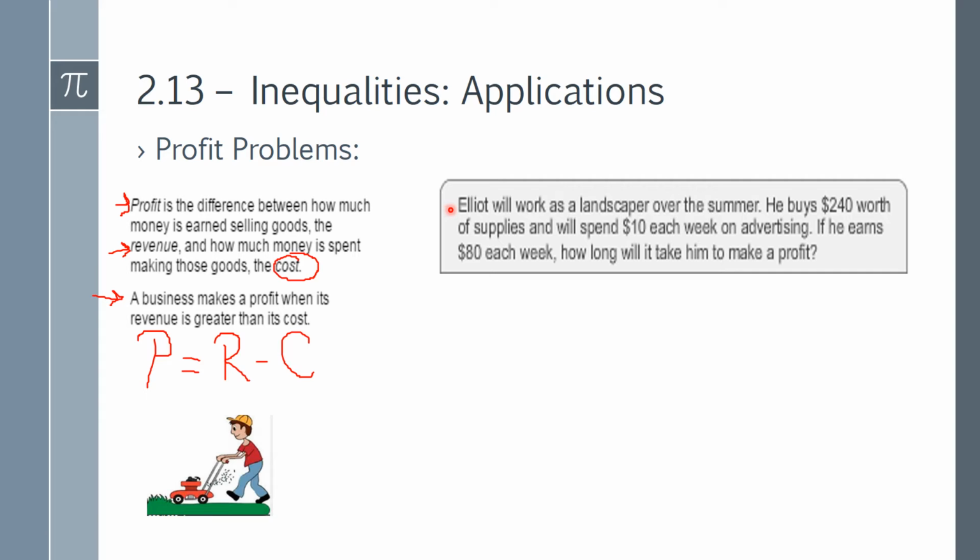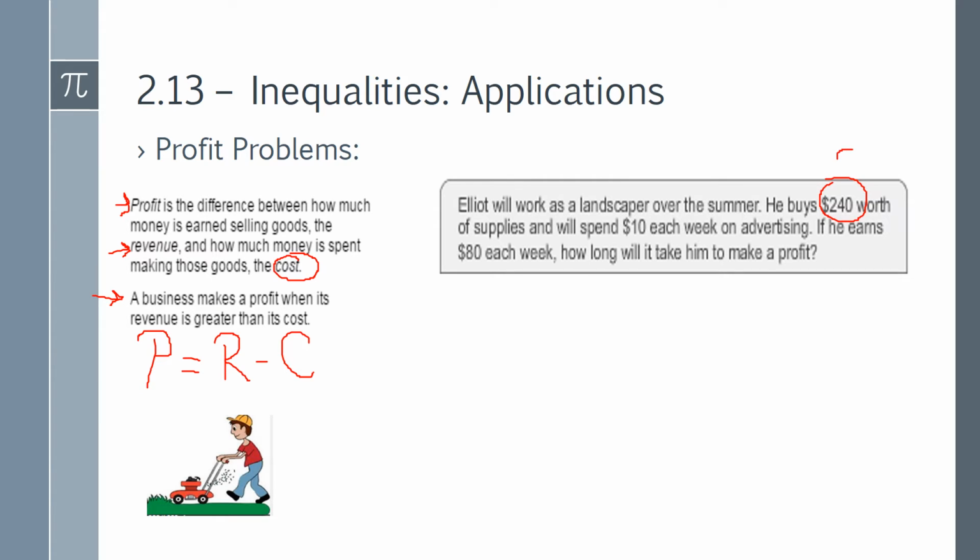So looking at this example here, Elliot will work as a landscaper over the summer. He buys $240 worth of supplies. So that is a cost. Okay, it cost him right there. So I'm going to go ahead and circle that one.